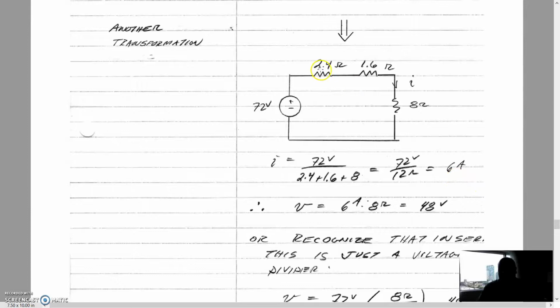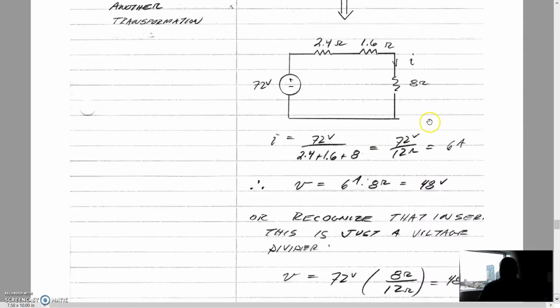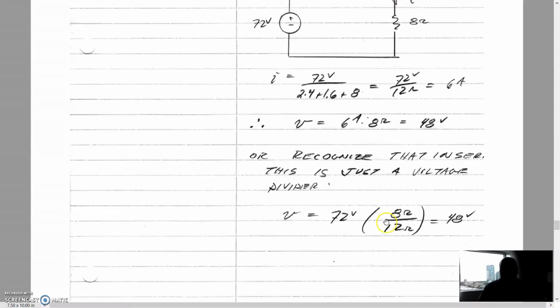Now we can simplify this even more by combining the 2.4 and the 1.6. So that's going to combine into, what's that going to be? A 4 ohm resistor here. So in that case, we have a 72, a 4 ohm, and an 8 ohm, and that's a very simple voltage divider. In this case, we just do it by solving the current and then using the current and Ohm's law, which is how we derive voltage divider. But basically, you could just do this as 72 times 8 divided by 8 plus 2.4 plus 1.6, and you're going to get a total of 48 volts across that thing right here.